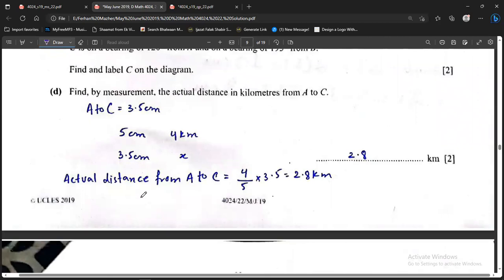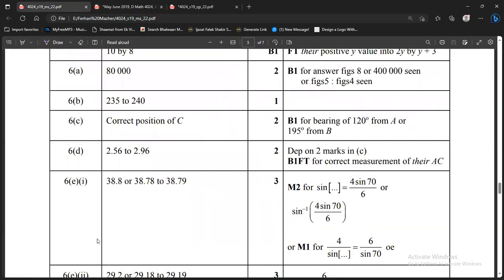So because on the maps, 5 centimeter in actual is 4 kilometer. On the map, if something is 3.5 centimeter, in actual, how much will it be? That is X, okay? So 5 by 3.5 is equal to 4 by X, so X will be equal to 4 multiply 3.5 divided by 5, and that will be 2.8 kilometer. Our answer is right.